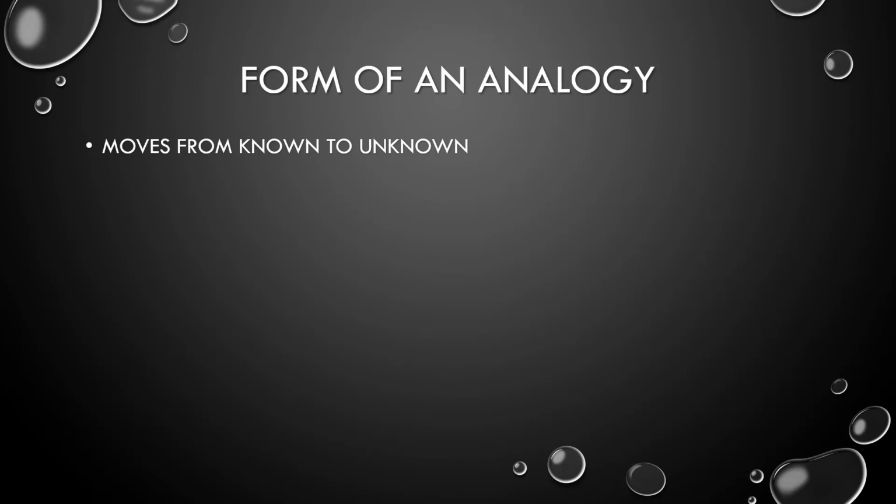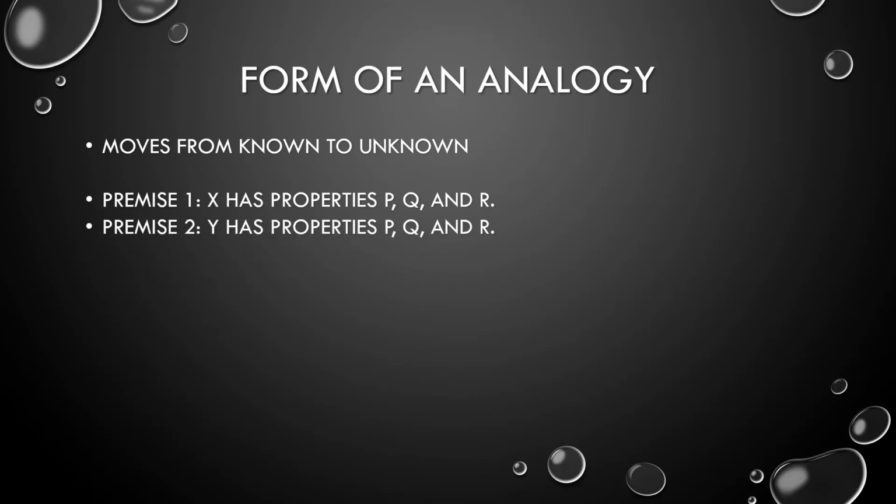Sticking with the example that I just gave, we could break the argument down carefully into its parts and note what is known and what is not known. So for instance, let's say premise 1, X, which we said was Selena, has properties P, Q, and R, which we said were being a college graduate, being an electrical engineer, and being employed by Tesla. Premise 2, we're going to say Y, which was Barbara, has those same properties, P, Q, and R. Those are the knowns. They provide the basis of the analogy.